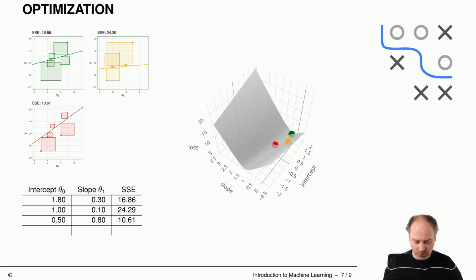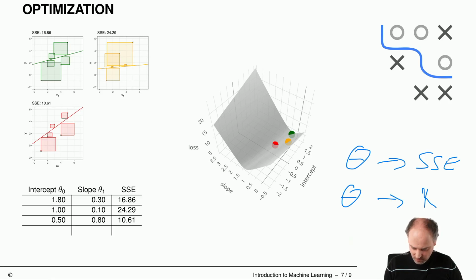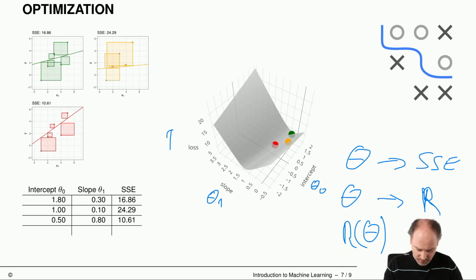What do I mean by error surface? I mean simply the mapping from the theta vector to our SSE value. What's our SSE value? This is just our risk. So I'm visualizing R of theta. Because I have only two parameters, I can still do that nicely. Here I have my intercept theta 0, here theta 1, and here I have my risk.